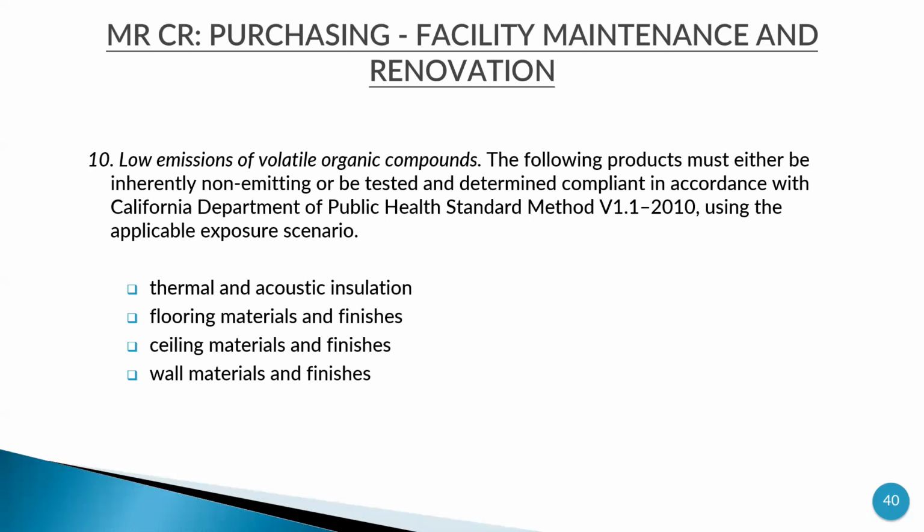And the following products must either be inherently non-emitting or be tested and determined compliant in accordance with the California CDPH, California Department of Public Health Standard Method version V1.1 2010, using applicable exposure scenarios. What is that? Thermal and acoustic insulation. These are the materials that will release these VOCs. Flooring material and finishes, ceiling material and finishes, and wall material and finishes. It is classified under these four categories.